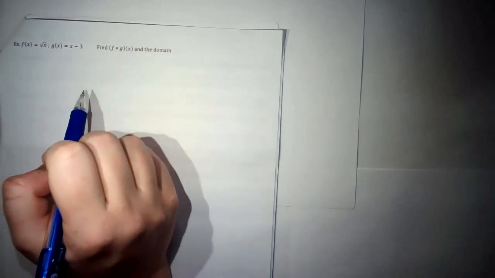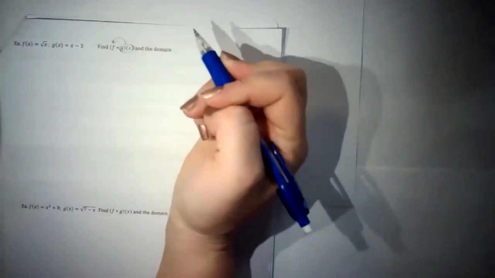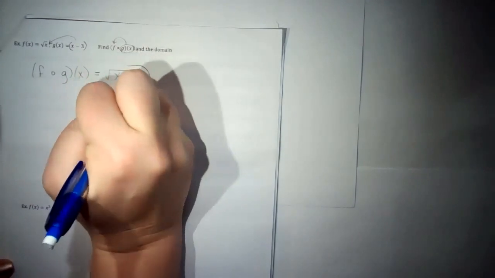Who's going into who? The G is going into the F. Perfect. So this little package here is going to be going in for X, which means he is going under a radical. You agree with that? Okay, so let's go ahead and find that, and then we're going to do the domain. So F of G of X, I'm just going to take that X minus 3 and I'm going to throw him under there. And that's all there is to do, right?